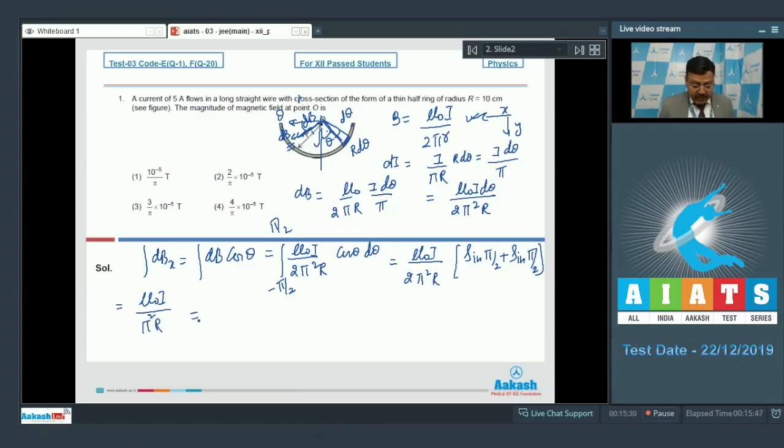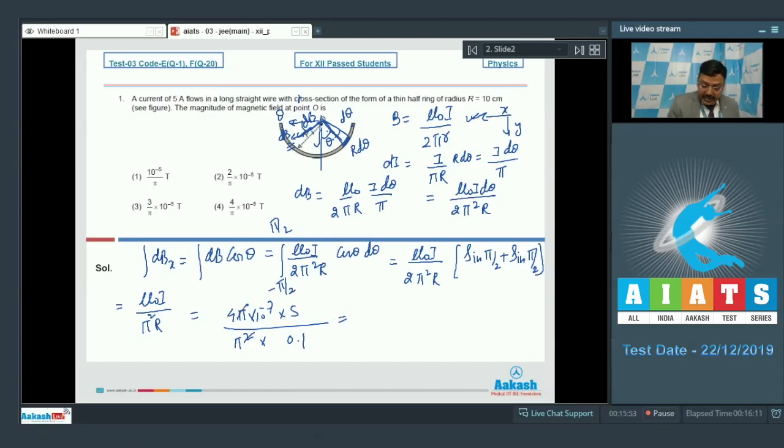Let's put the values that have been given to us. I is 5 ampere and r is 10 centimeter. The value of mu naught we know is 4 pi into 10 to the power minus 7 SI units. The value of I is 5 ampere, so I put that value, and then I get pi square, and r is 10 centimeter, which is 0.1 meter.